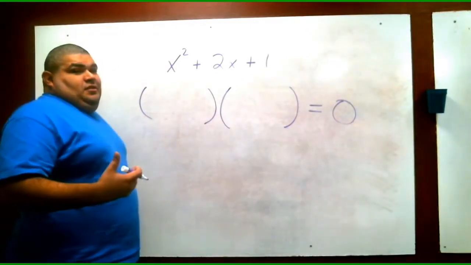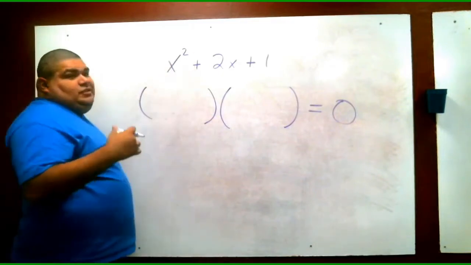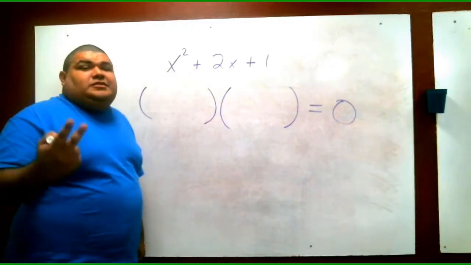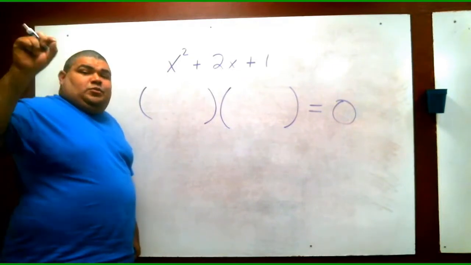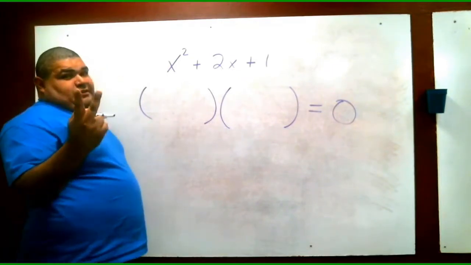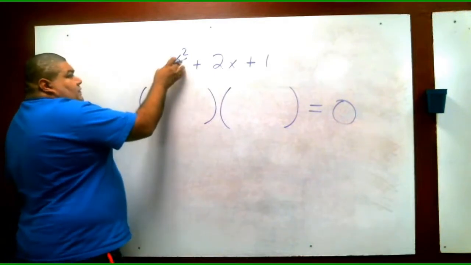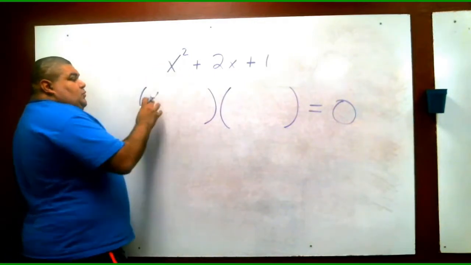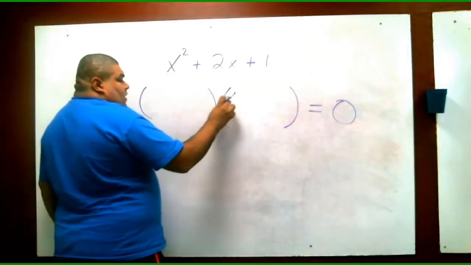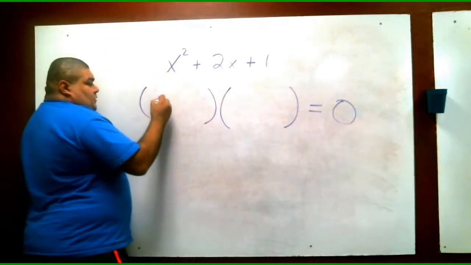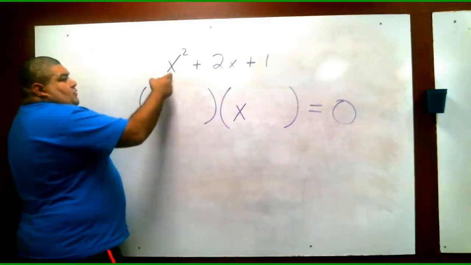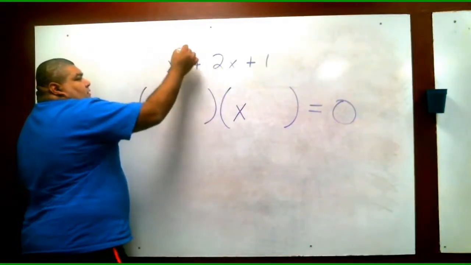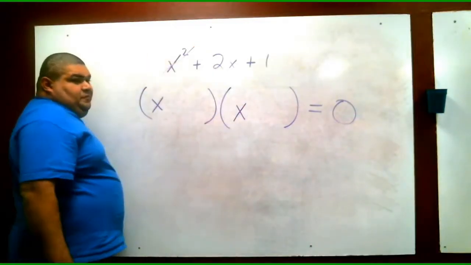Notice that there's 2 x's, right? X squared means there's 2 x's. If you guys remember, if you multiply an x with an x, it becomes x squared, so 2 x's, right? All we have to do for this x squared is write an x in the front of both parentheses, because there's 2 x's. Okay? So that cancels out, that no longer is there. So we have x and x.